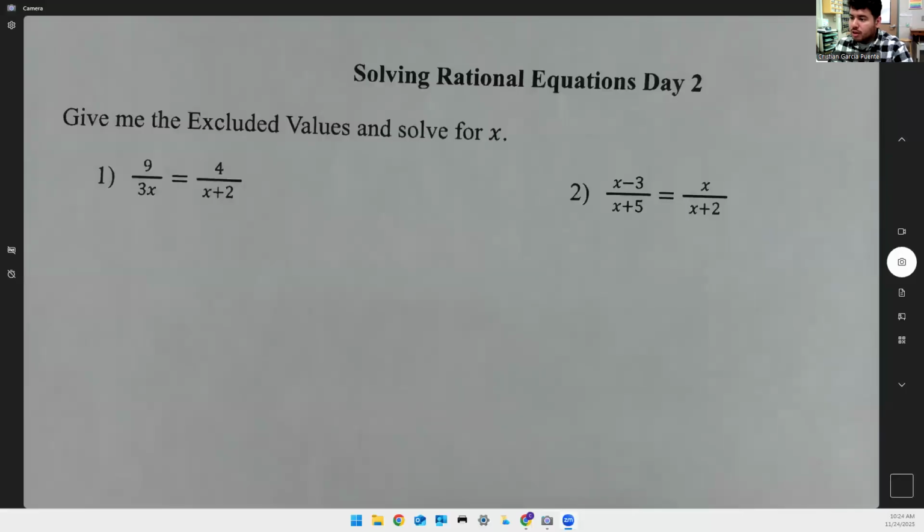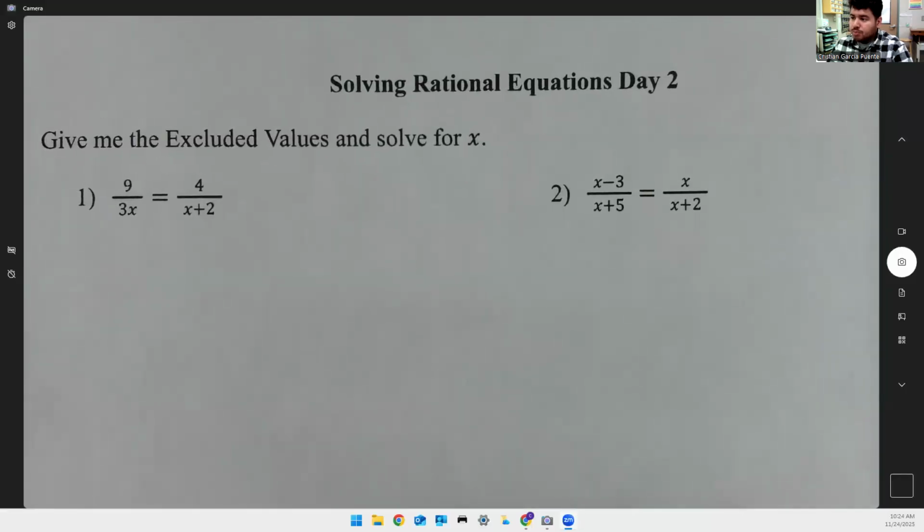So let me just share my screen real quick. All right, so for solving rational equations day 2, the first thing that we went over is the excluded values. So you will get questions like this on a test where it asks you to give me the excluded values. Remember, excluded values are just values of x that make the denominator equal to 0. So what you do is just make the denominator, set it equal to 0.